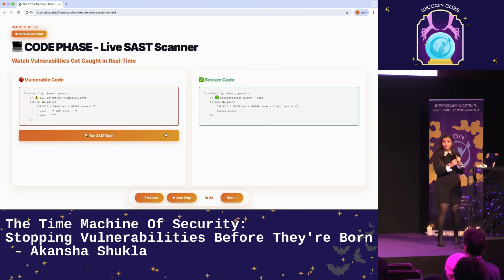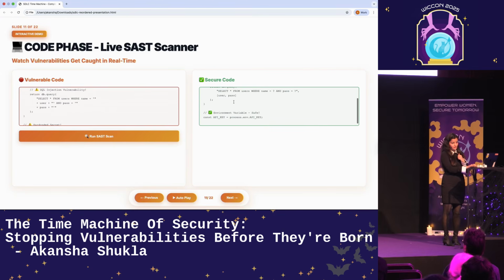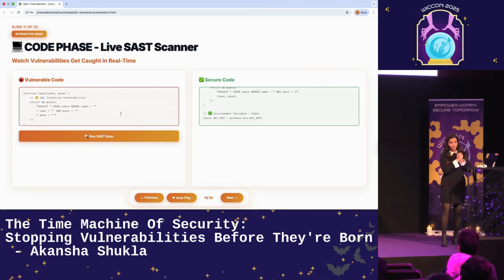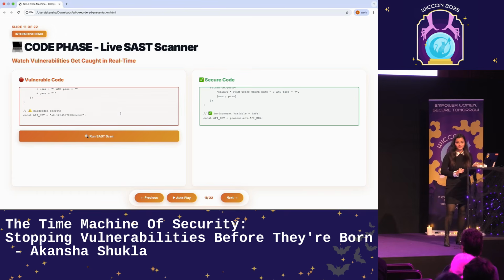I'm not sure if it is that visible, but I have shown the vulnerable code and the secure code together. Can any of you please help me identify the vulnerabilities in the vulnerable code? Sorry? Yeah, that's a good one. One is there. If I scroll a little bit more.